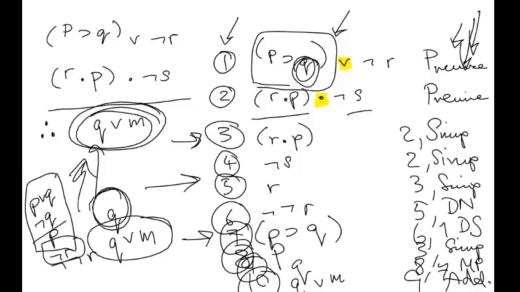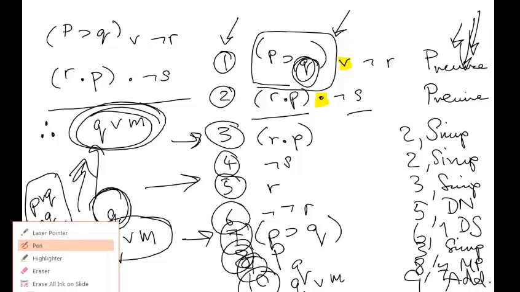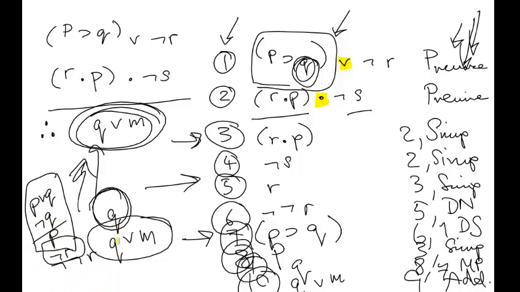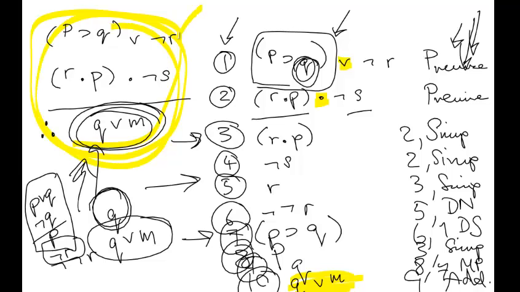So just to talk you through that then, what did we do? So this is a direct proof of Q or M. This is what I wanted to conclude down here. Remember, this was the original problem. I've got my premises and conclusion.